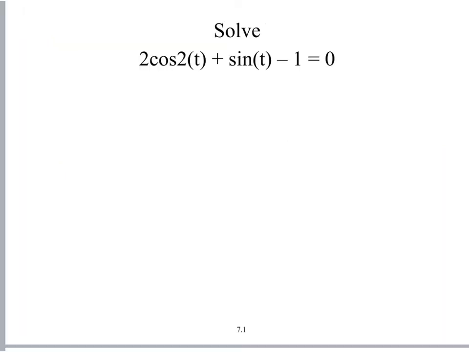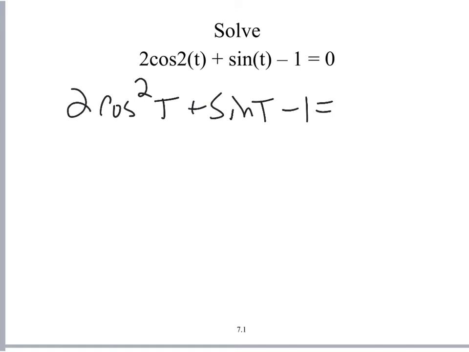Another quadratic. Except what's different with this one? 2 cosine squared t plus sine t minus 1 equals 0. Here they're mixing up the sines and the cosines on me. And so far I've only been working with all straight sines or all straight cosines. So now we've got to try to use one of those identities to make it either be all one or the other.